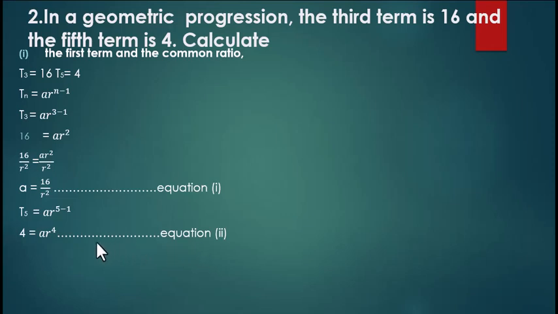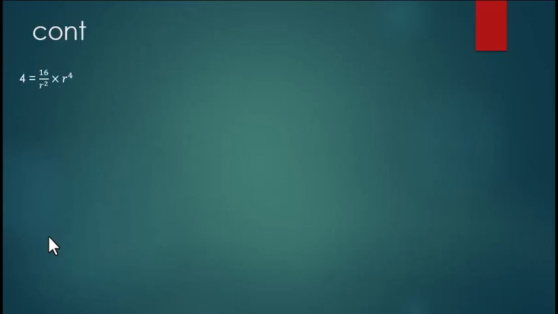So from here now, we are going to substitute. Since we know that our a is equal to this, we're now going to substitute in this particular equation. So our a, we know that this is 16. Where there is a, we substitute by this as shown below. So we're saying 4 is equal to 16 over r squared multiplied by r to the power 4.